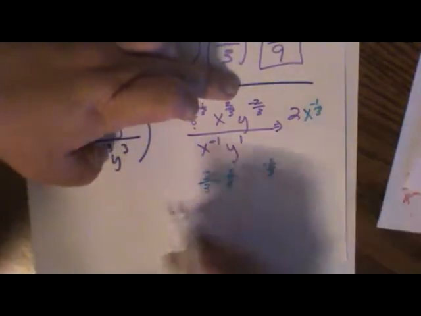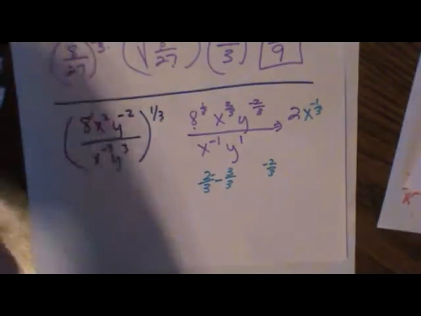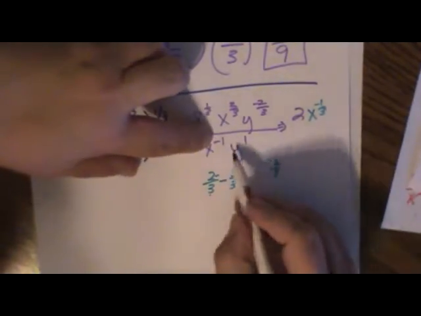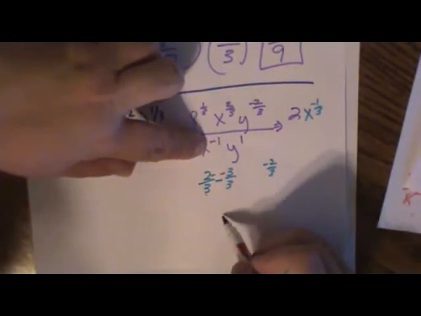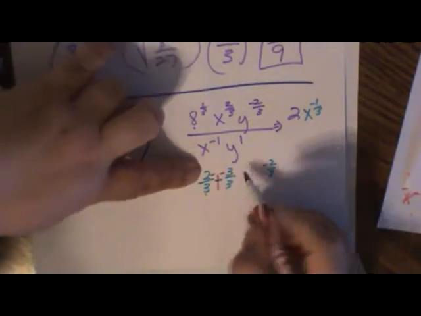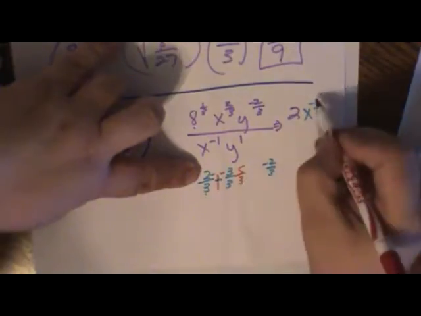Ooh, I think I goofed up. I did goof up because we have 2 over 3 and we're subtracting, but we have to subtract a negative 1. So that should have made it positive. And in this case, it would have been 5 over 3 instead.